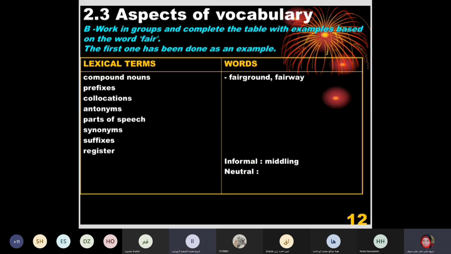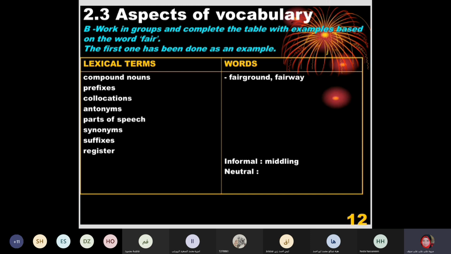Fair hair. Fair game. Fair enough. This is an idiom. Fair play. To be fair. Very good. The verb to be with fair, yes, this is a verb and adjective collocation.